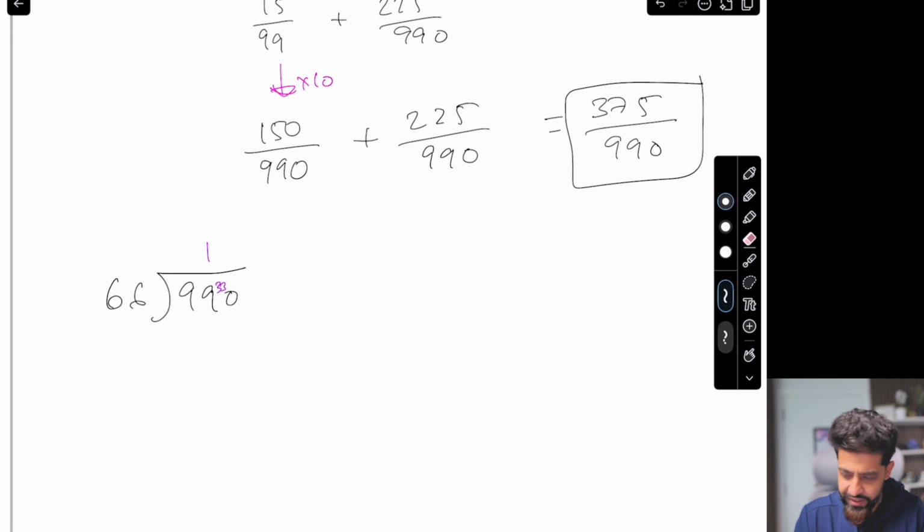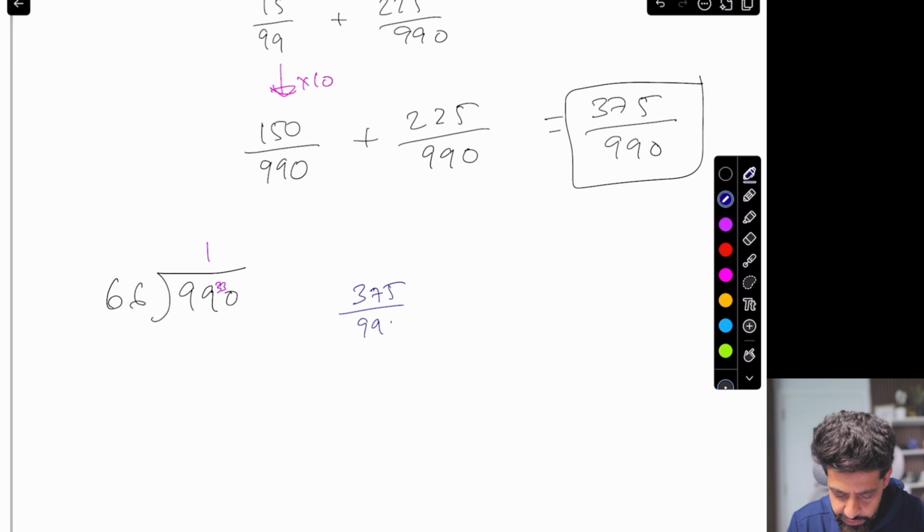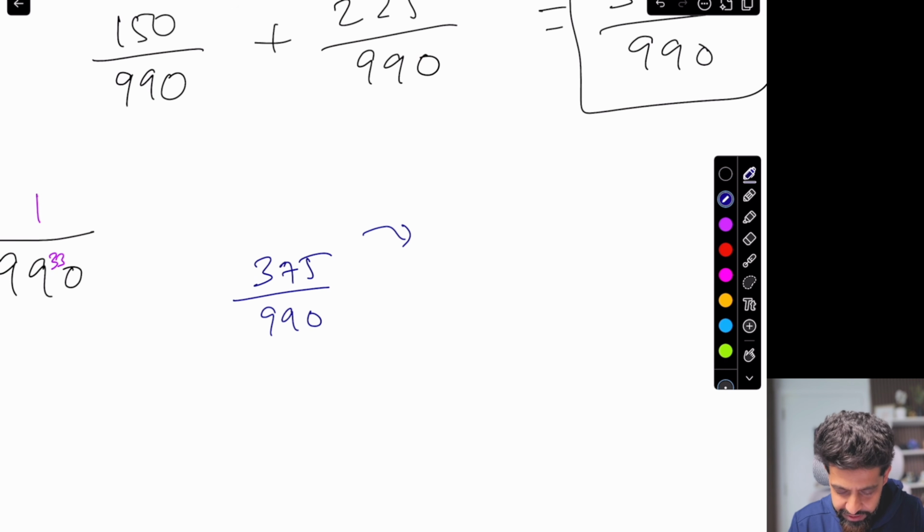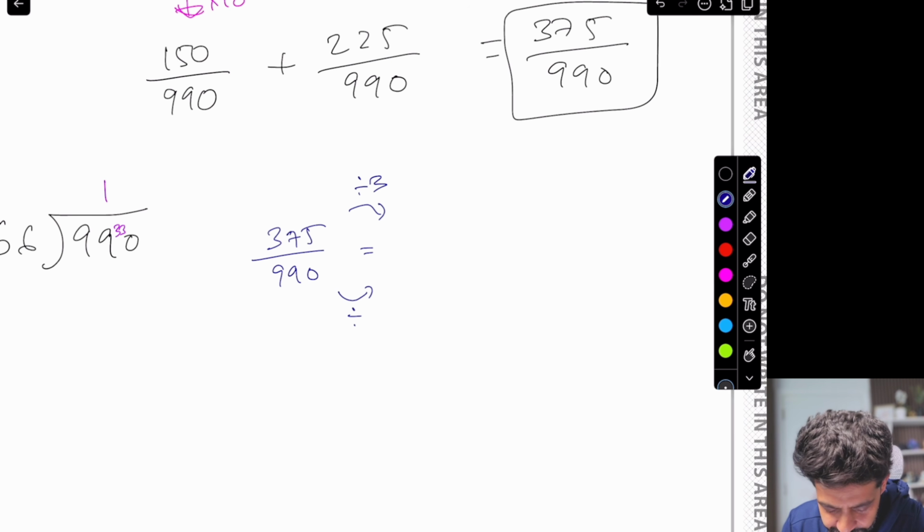You know what? Let me try simplifying it, rather than this way. So 375 over 990, because otherwise I have to do the 66 times table, and if I want to do up to 330, I might as well just simplify. Can you see? So what can I divide by? I'm going to divide this by 3.